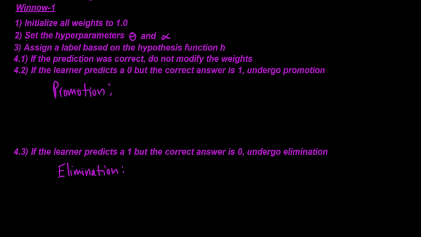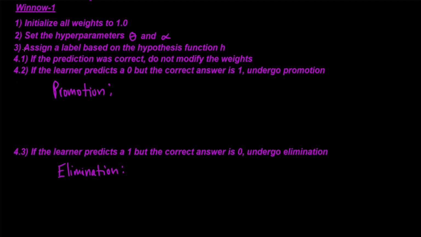Okay, step 2 is set the hyperparameters theta and alpha. So we've already talked about theta, but what is alpha? Well, alpha is another hyperparameter, and that hyperparameter is actually going to be what we use to modify the weights later in the algorithm. So we'll get to alpha later, but for now, just know that it's another hyperparameter that we are feeding to the algorithm, and we have to fine tune it just like theta to get good predictions.